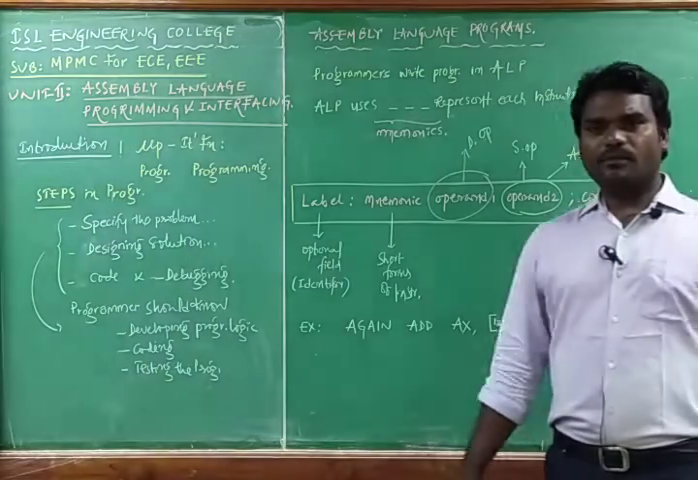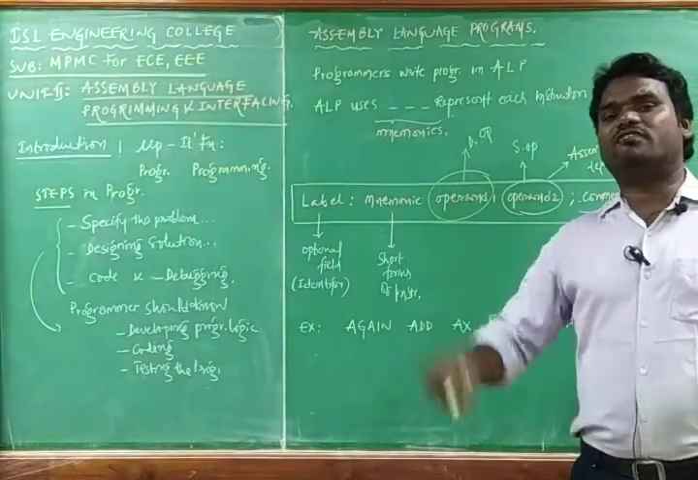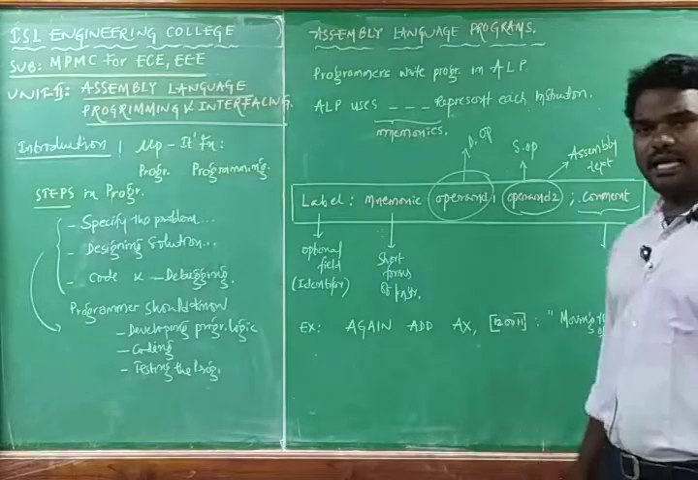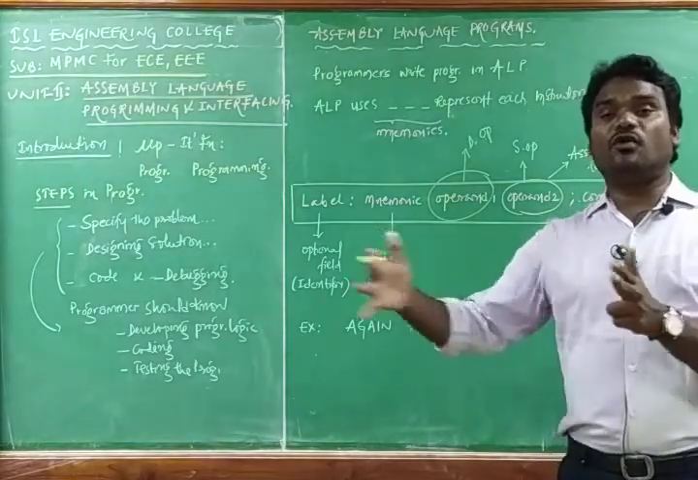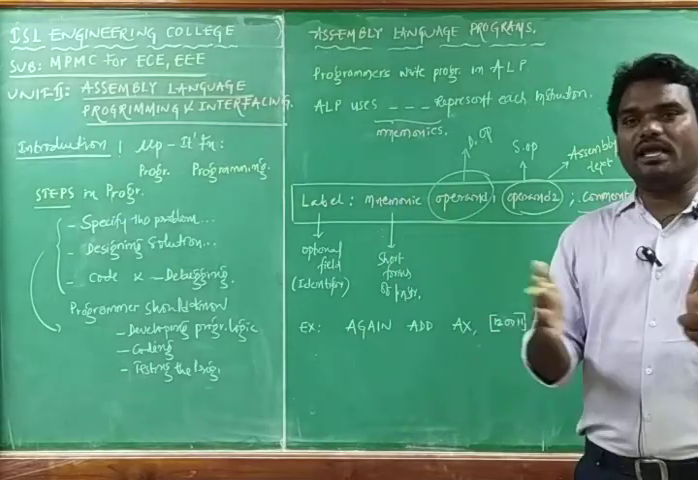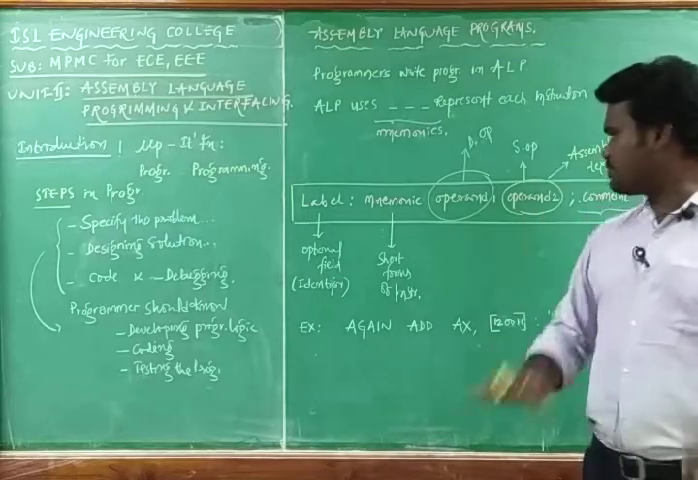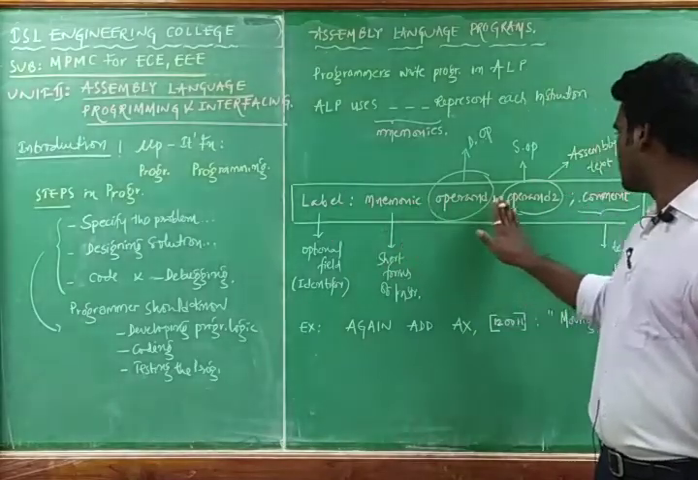As I told, assembly text means each line in an assembly language program. It is divided into 4 parts. Each part is separated by a space. Here space, here space, here space.